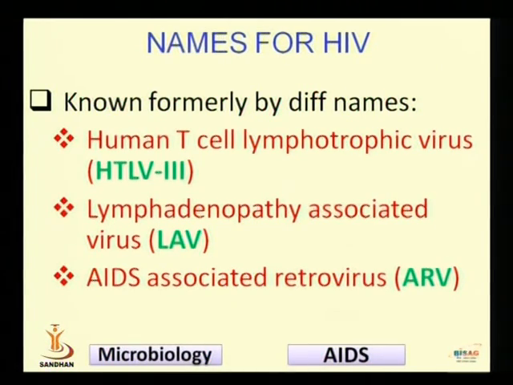The HIV virus was known formerly by different names. For example, it was known as HTLV-III, that is human T cell lymphotropic virus. It was also known as lymphadenopathy associated virus, LAV, and AIDS associated retrovirus, ARV. These were some of the names by which the HIV virus was earlier known.